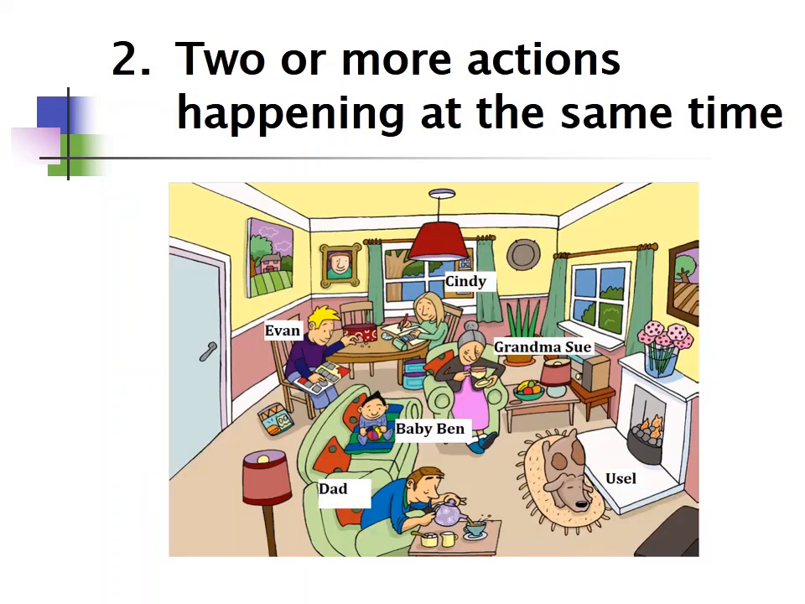The second meaning of using the past continuous or past progressive tense is when there are 2 or more actions that were happening in the past for a duration of time at the same time.